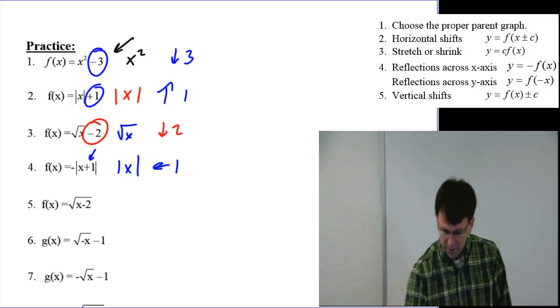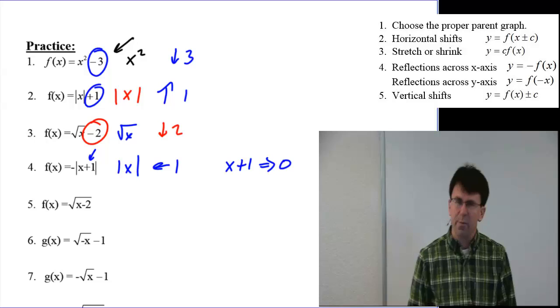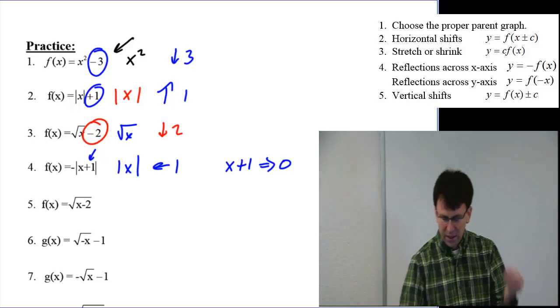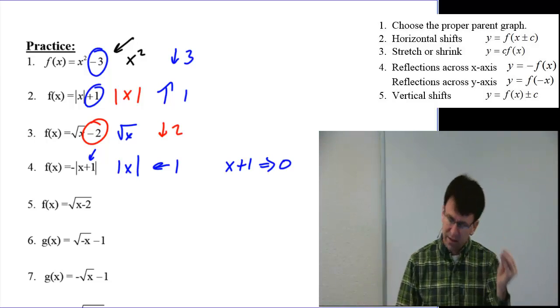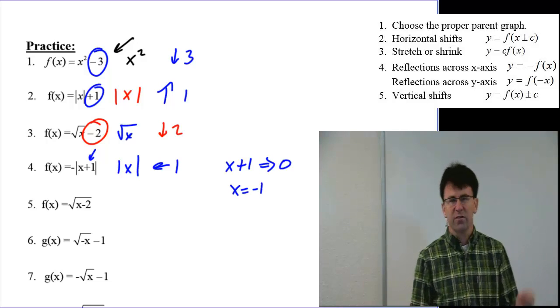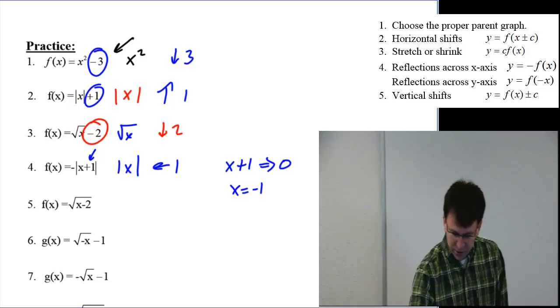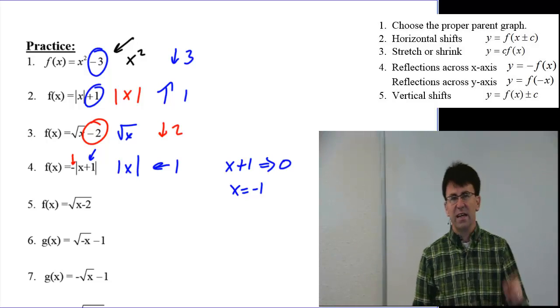Now the reason why it's a left shift 1, remember, x plus 1 has to be able to get back to a 0, so to speak. And the piece that would get us back to that major point would be if x was equal to negative 1. And so that's why it's a left shift 1.